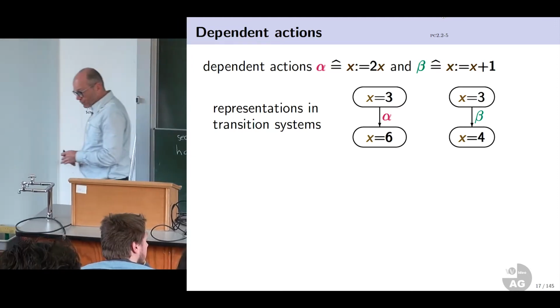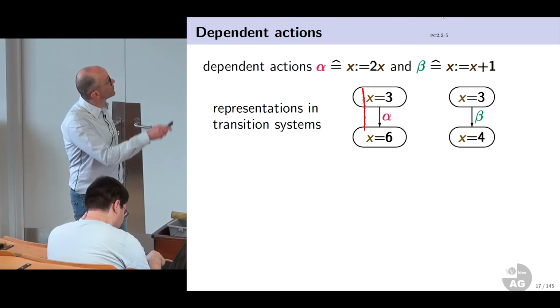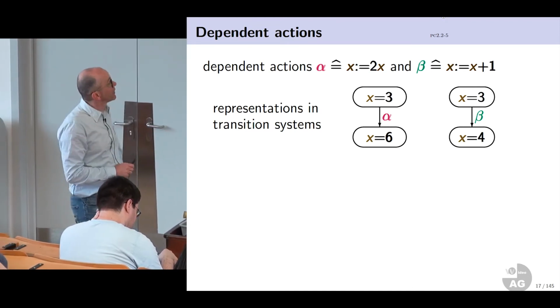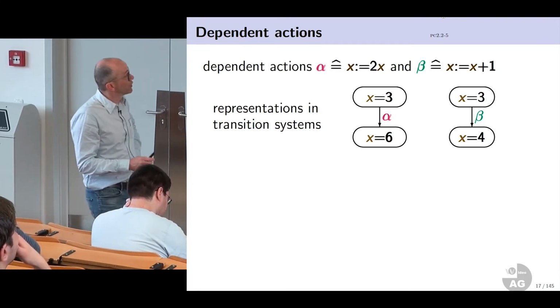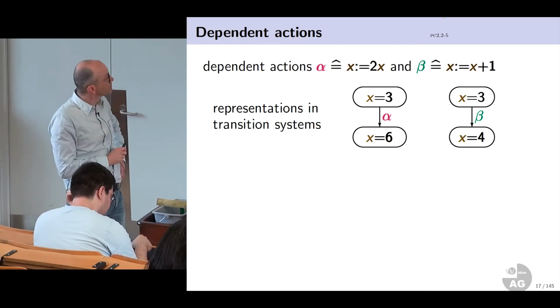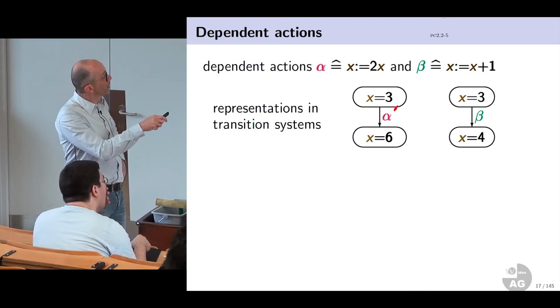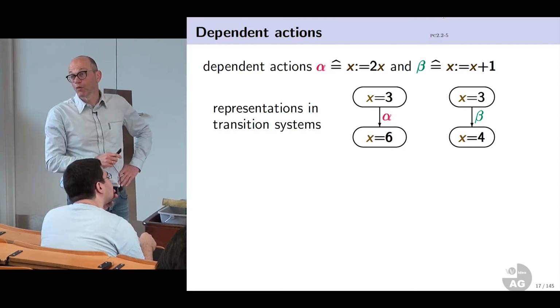So now let's look at what happens in terms of programs. Here we have two actions, one that doubles x and one that increments x by 1. In terms of a transition system, this would look as follows. Suppose we have a state where x equals 3. Then if we perform alpha, we double x. If we perform beta, in that state, we just increment x by 1.